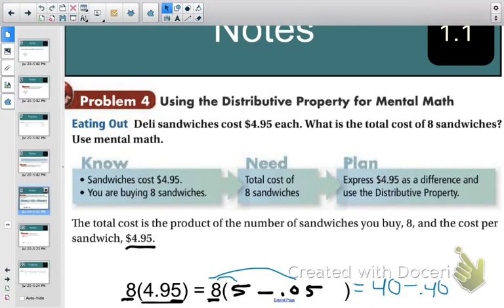So really these sandwiches are going to cost us $40 minus the 40 cents, because we're taking off 5 cents for each sandwich, and that's going to give us $39.60. Okay, so again, just mental math. See $4.95, round it up to 5, and then just take off whatever you round it up to. So 40 minus 0.40.